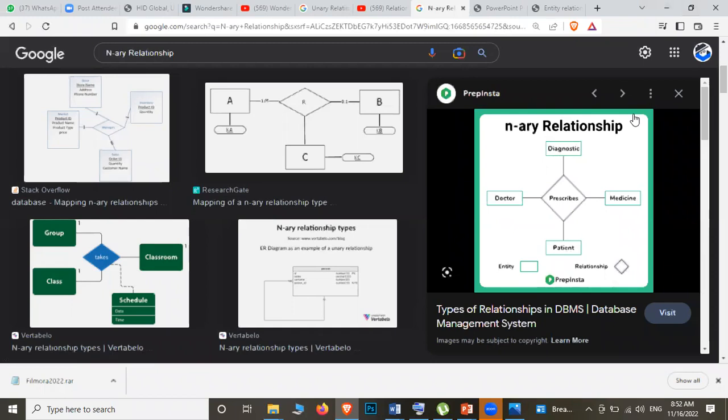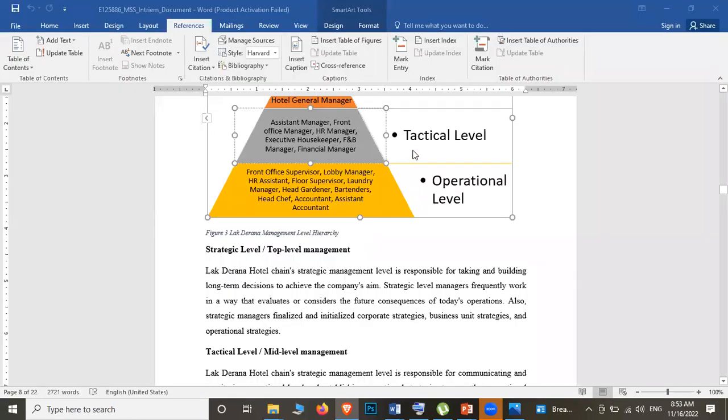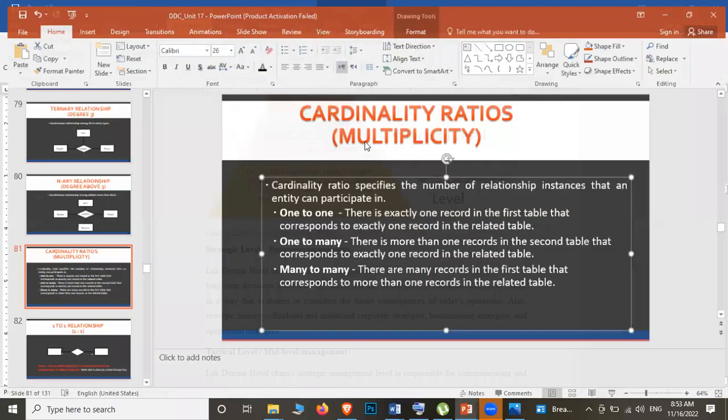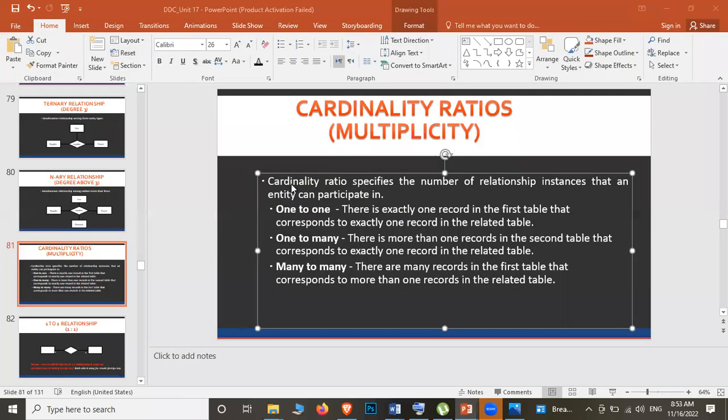අනිත් එක cardinality ratio එක. Cardinality ratio එක we just learned that, but again I'll just go through it so then you will clearly understand what cardinality ratio is. So multiplicity, if not multiplicity, we can call it as cardinality ratio කියලා. So cardinality ratio specifies the number of relationship instances that an entity can participate in.